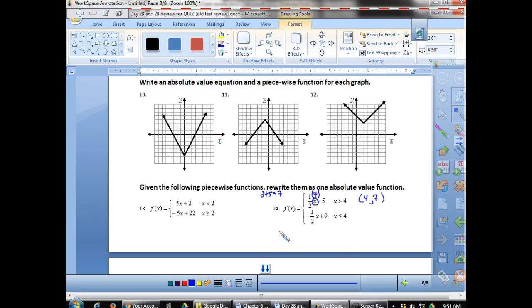So writing this as an absolute value equation, I can go ahead and say |x minus 4| plus 7. The part I don't know is whether I need a positive 1/2 or a negative 1/2.